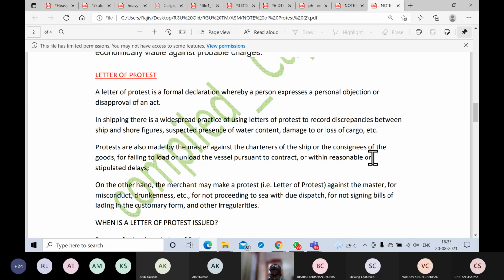But what I'm saying is, when you talk of letter of protest, if there is a discrepancy between the figures of the shore and the ship, you can issue a letter of protest saying that there is a discrepancy. Now, what will be accepted later will depend on the ship owner and his receiver of the cargo, what they want to come to conclusion to. But you can issue a LOP. Okay, there is a difference between shore and ship figures. Ship figures will come from draft survey. Shore figures will come from weighing scales. Get my point?